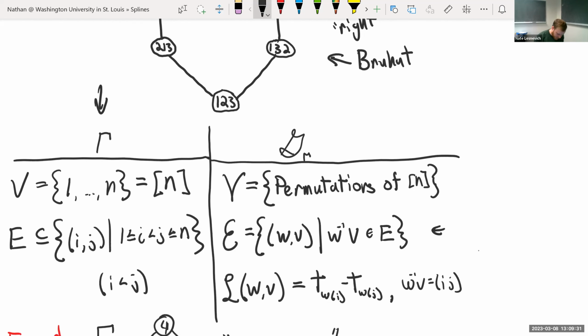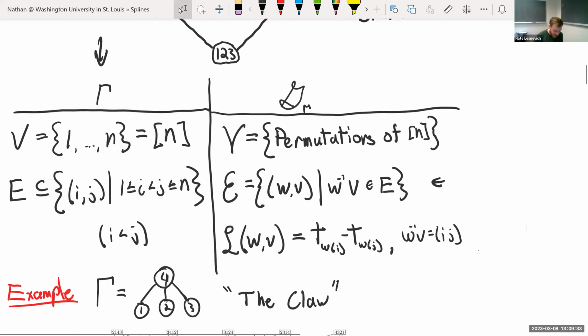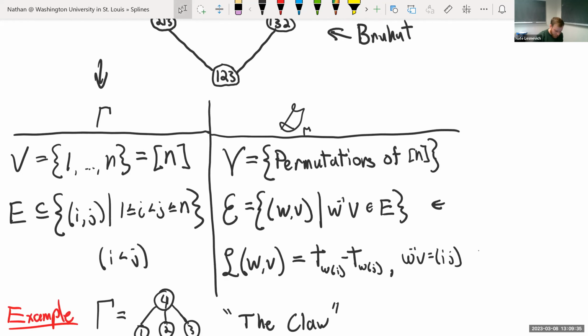And our labels, which is the only part of this construction I have yet to tell you. What we're going to do is, for an edge WV, we're going to assign to it the polynomial t sub wi minus t sub wj, if that is our edge.